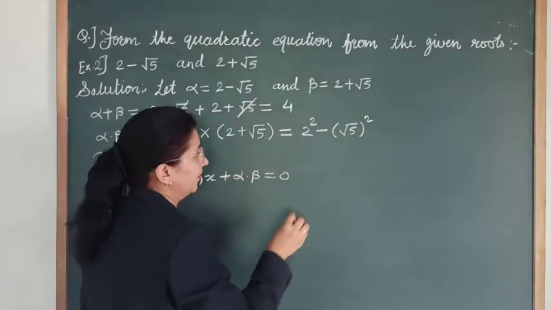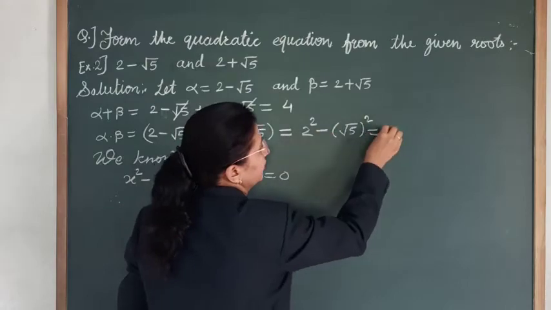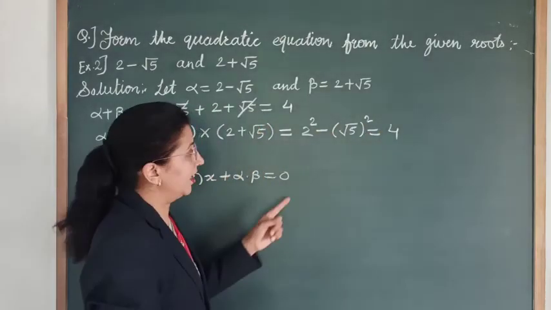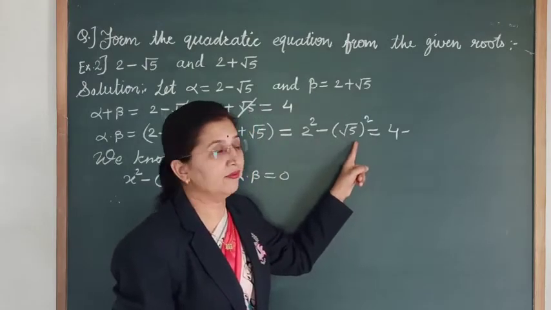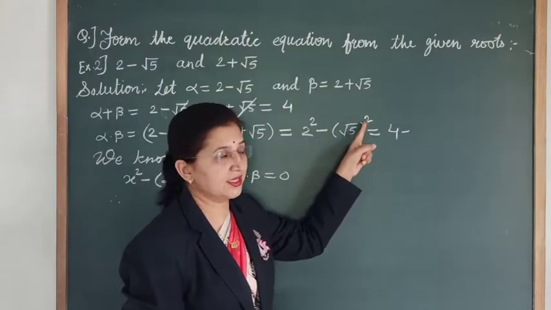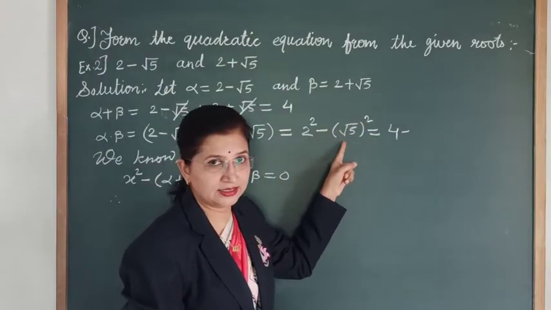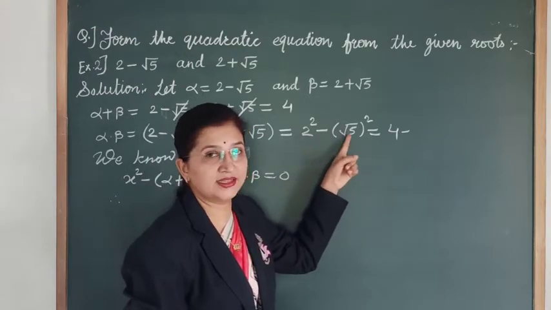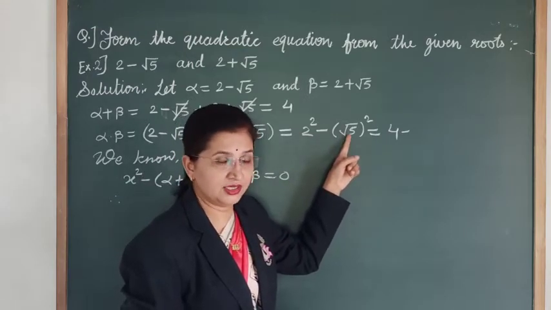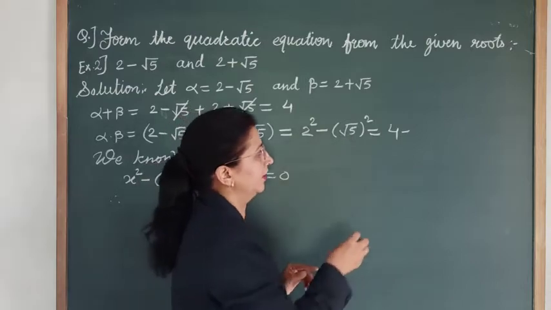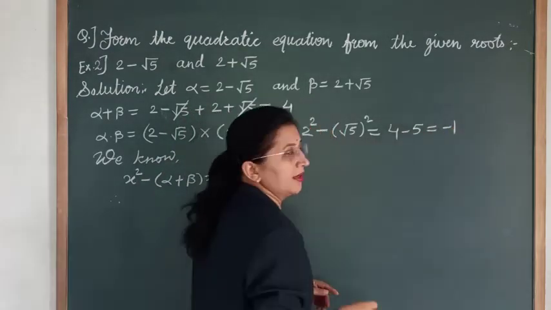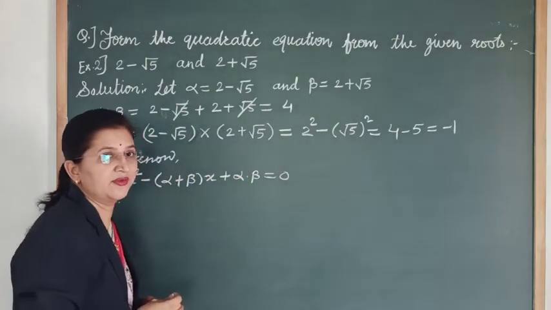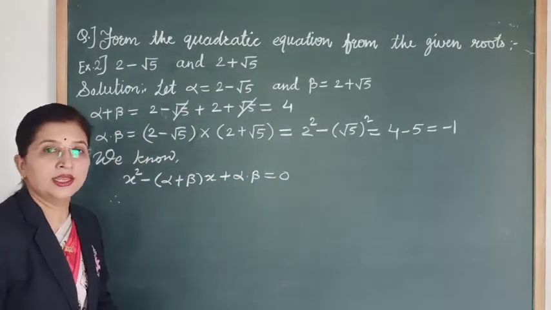Bracket square. Now here, the square of 2 is 4, and minus the square of root 5. As the square is there, the root sign will get cancelled. Now we can say the square of root 5 is root 25, and the square root of 25 is 5. So 4 minus 5 is negative 1. In this way we got the product of the roots, that is negative 1.